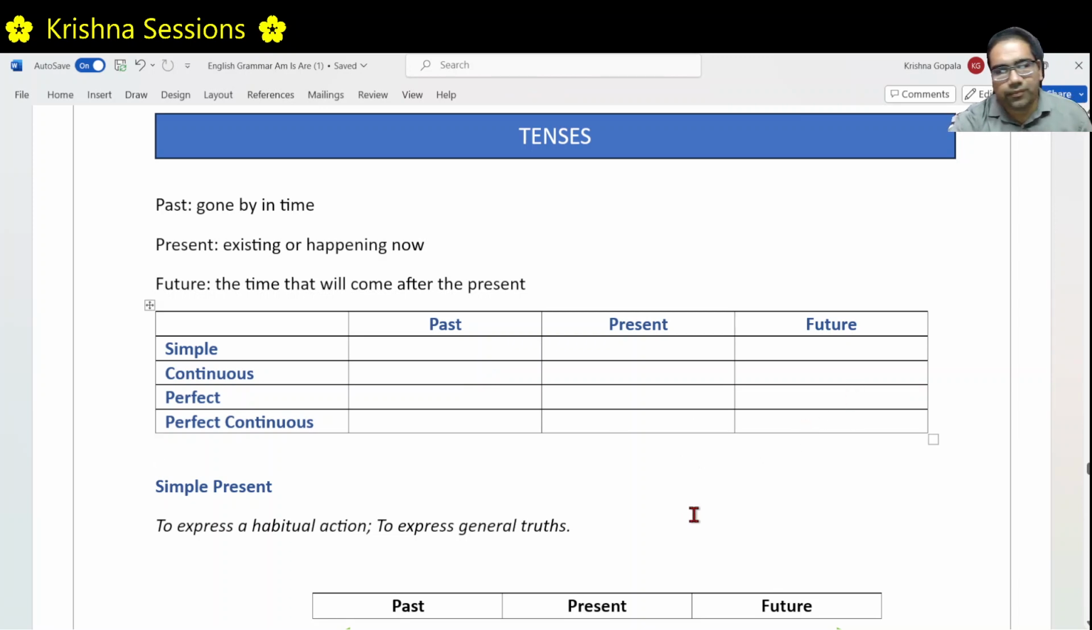Right. Hope you understood the basics of these tenses. We will get into details with more examples and more exercises on which tense to use when.